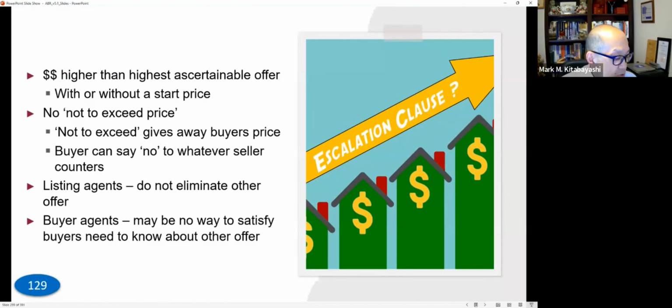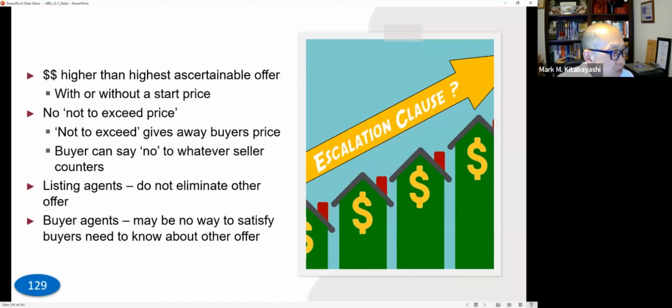Escalation clause. In the United States, you could use an escalation clause, meaning I am willing to go up $5,000 more than the competing offer, and the maximum I'm willing to pay is $600,000. In other words, let's say the property is listed at $500,000. I'm willing to go $5,000 more than the next highest offer, but the maximum I'm willing to go is $600,000. A lot of us don't like using escalation clauses because when you get multiple escalation clauses, you have to do a lot of math and try to figure out which is the best offer.